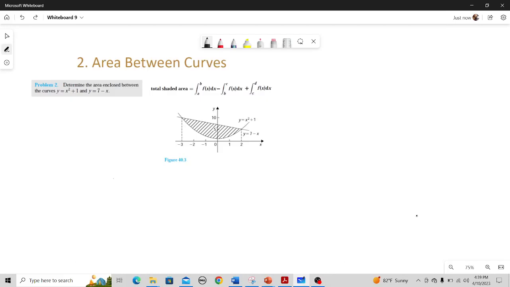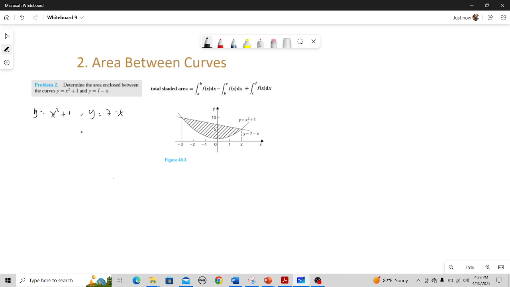Okay, so I'm going to discuss this application of integration: area between curves. This particular question asks us to determine the area enclosed between the curves y equals x squared plus 1 and y equals 7 minus x. We know that this is already a curve, but before that, how are you going to come up with this graph or drawing? We know that there is an intersection between two curves: y equals x squared plus 1, and the other one, y equals 7 minus x.